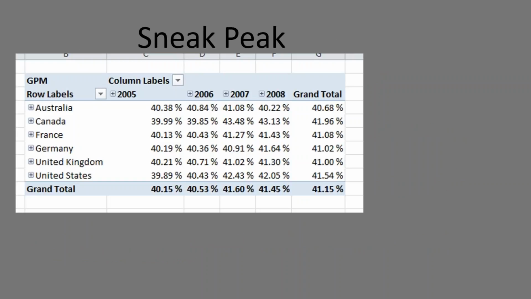So a little sneak peek of what you might see from a tabular model. Here's a pivot table with a drillable hierarchy of years on the columns, and a drillable sales territory on your rows. And in the middle we have the gross profit margin for those drillable items.